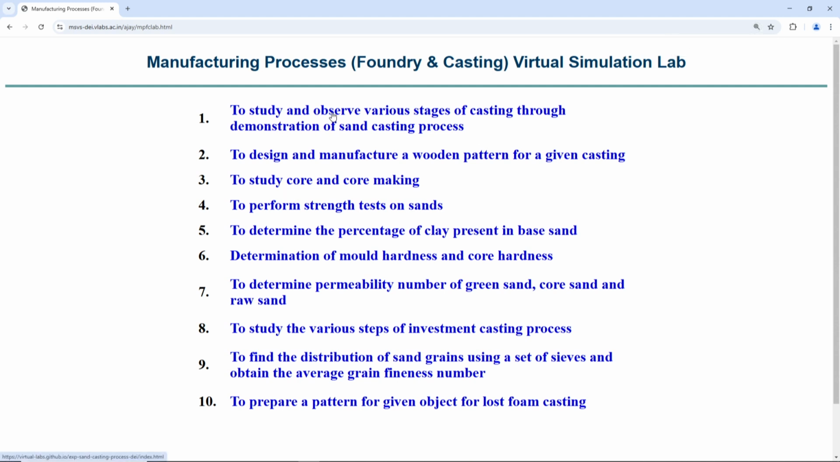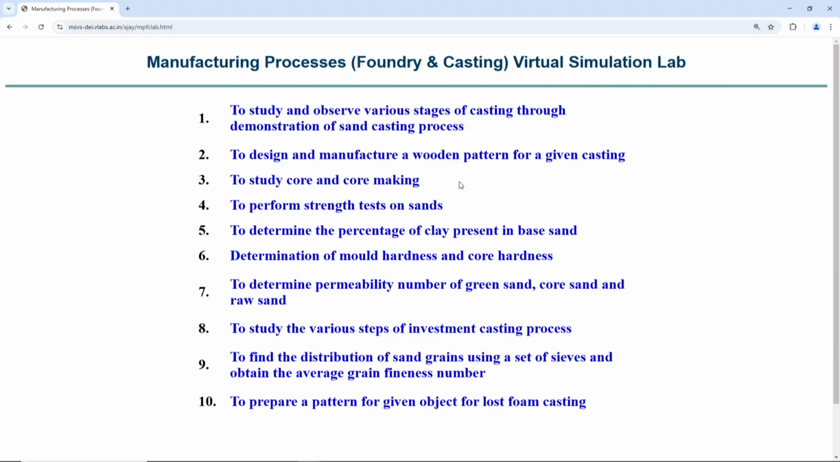There are certain experiments on foundry and casting in this virtual simulation lab, like to study and observe various stages of casting through demonstration of sand casting processes, and to design and manufacture a wooden pattern for a given casting. The size of the wooden pattern has to include all the allowances required for the final casting, because shrinkage is there and a lot of allowances have to be put together. Then the third experiment is to study core and core making, the core of the casting.